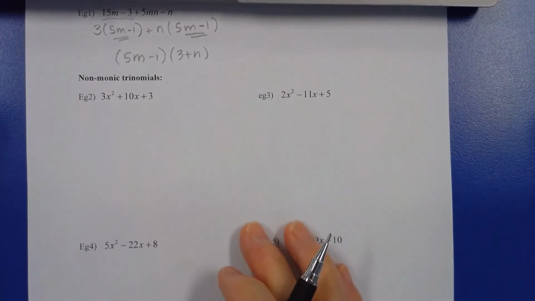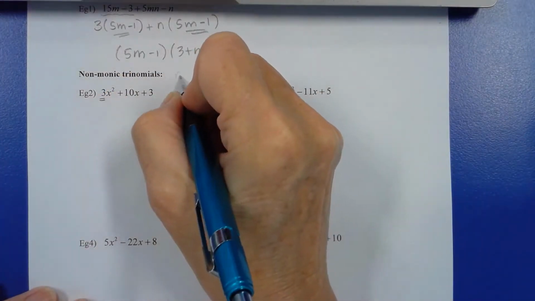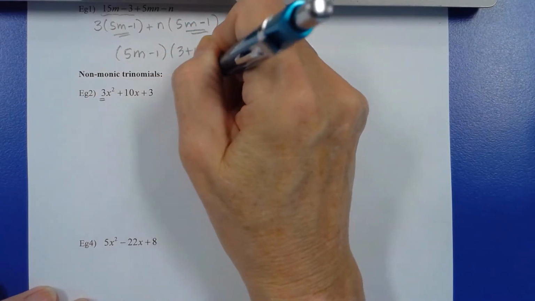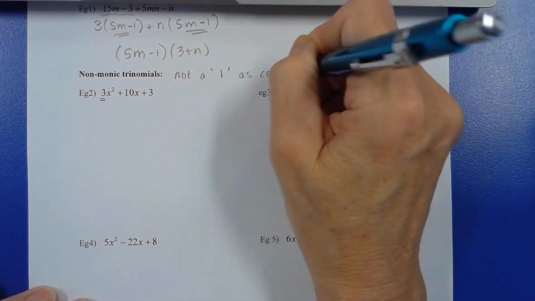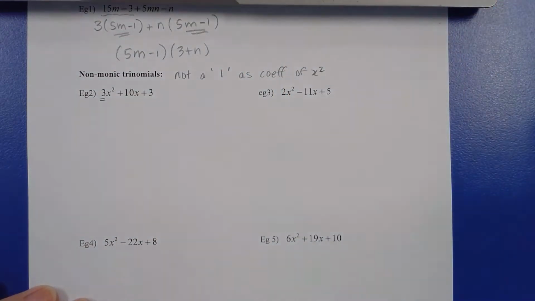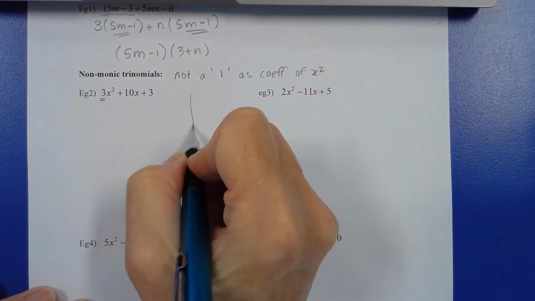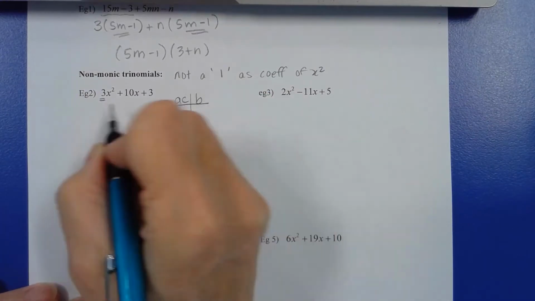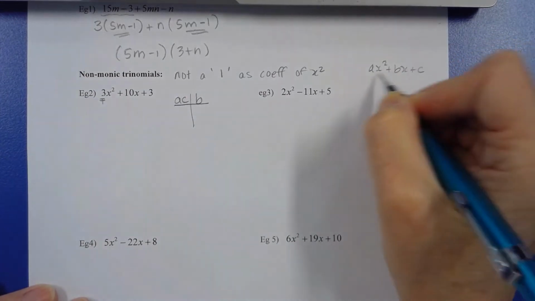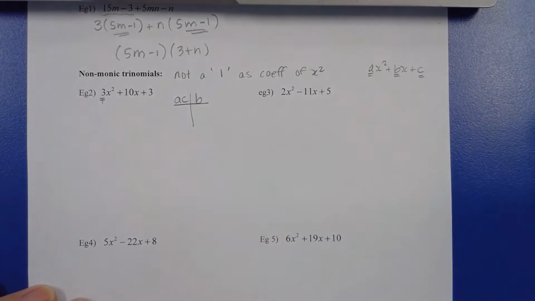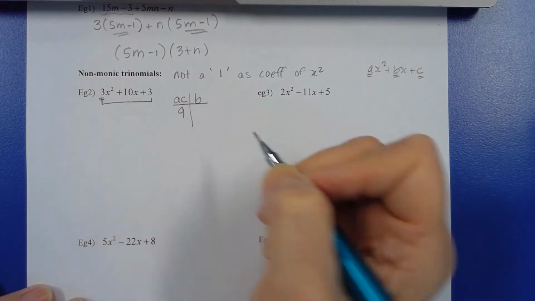Okay, now non-monic trinomial means that there's something other than a 1 in front of the x squared. So the x squared coefficient is not 1, this number here. To do that, I'm going to use this method called the ACB method, where I multiply, this is like ax squared plus bx plus c. So the a, the b, and the c are the coefficients in that problem. So I multiply the a times the c, and I put the b down.